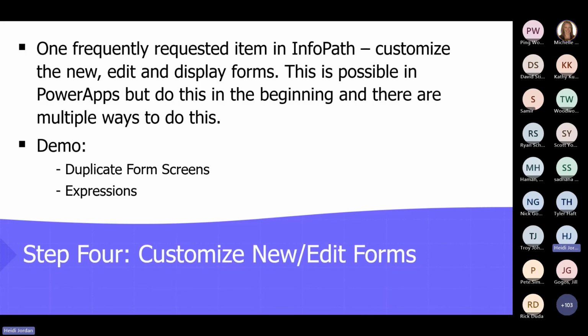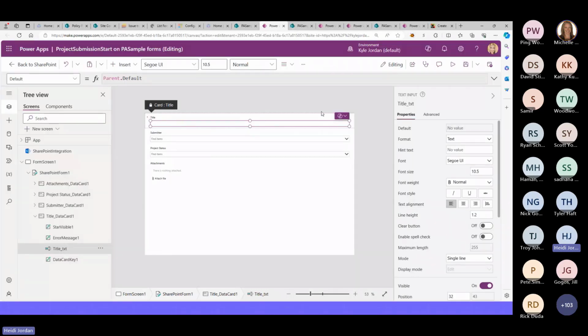They don't need to see the project status. You can just go ahead and hide that from the new form, but then once you go and edit that data, you probably want that to be visible. So there's a couple different ways that you can customize those various forms in Power Apps. So let me show you the different methods.